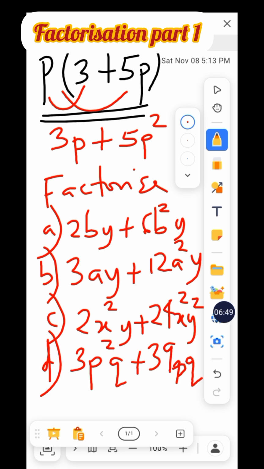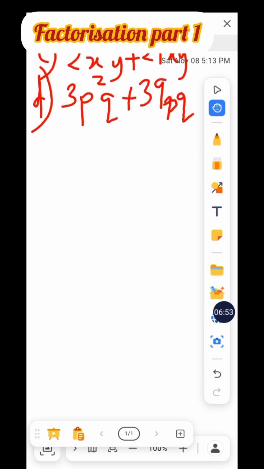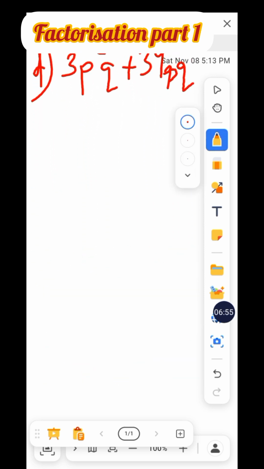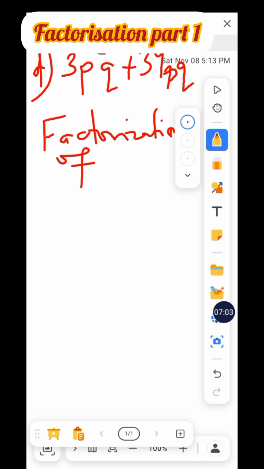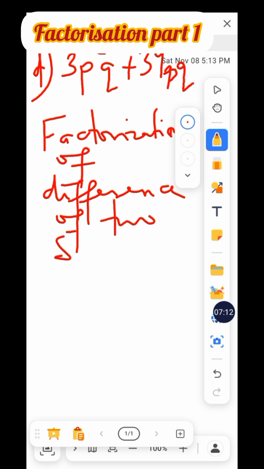Now, having understood that, the other one we are going to look at this afternoon is factorization of difference of two squares.